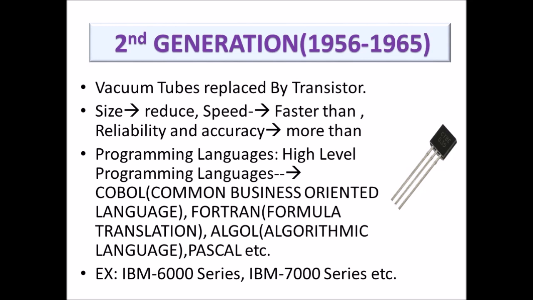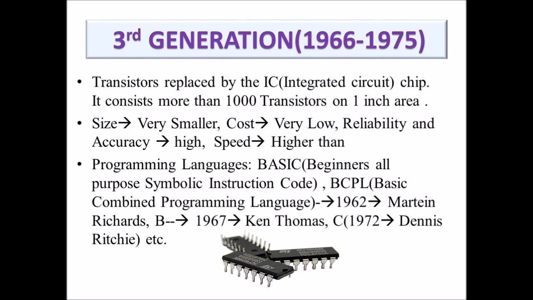Speed becomes faster, and second generation computers are more reliable and accurate as compared to first generation computers. The programming languages used in second generation computers are high level programming languages such as COBOL, Fortran, Algol, Pascal, etc. The popular computers in the second generation are the IBM 6000 series, IBM 7000 series, etc.